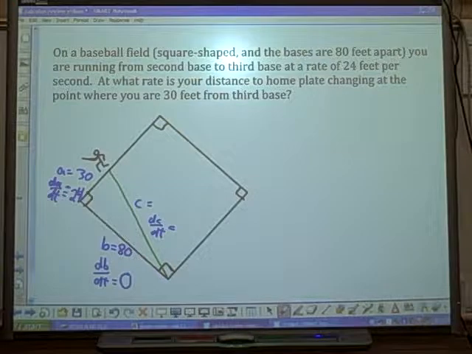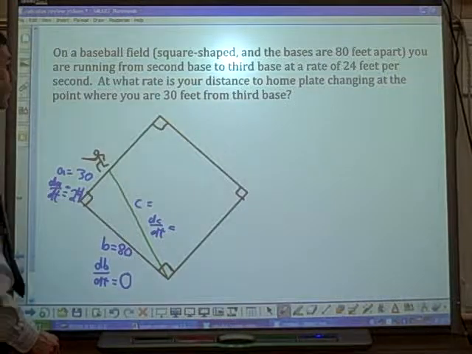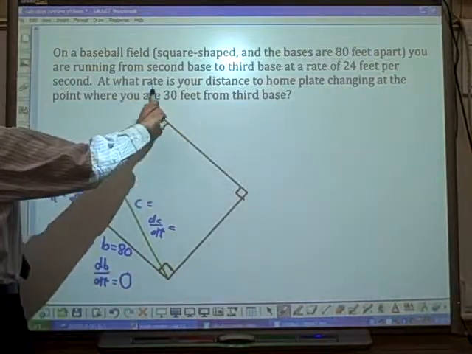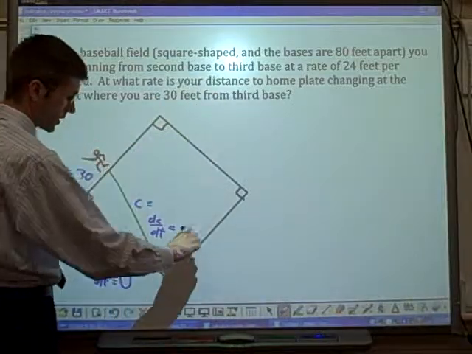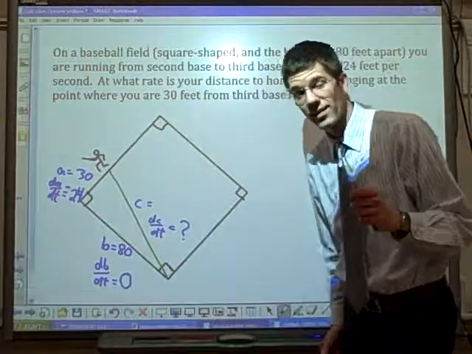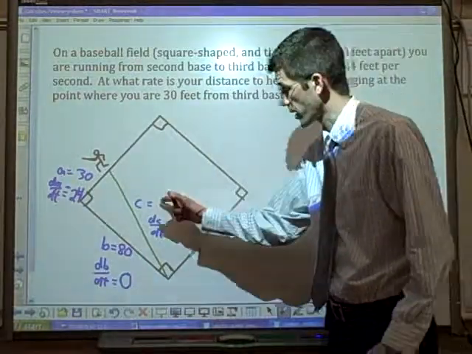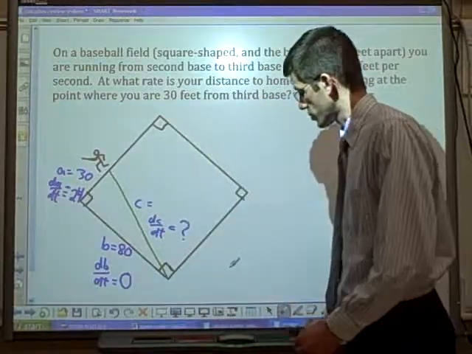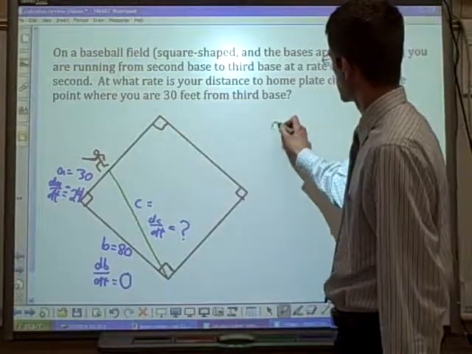Now there are a couple things we don't know. And the main thing we don't know is the rate at which our distance to home plate is changing. So that's what they're asking for. And since it's asking for something that deals with rate, that's the calculus question. But first we've got to do the algebra question. We've been through this particular type of problem many times, so let's do it.